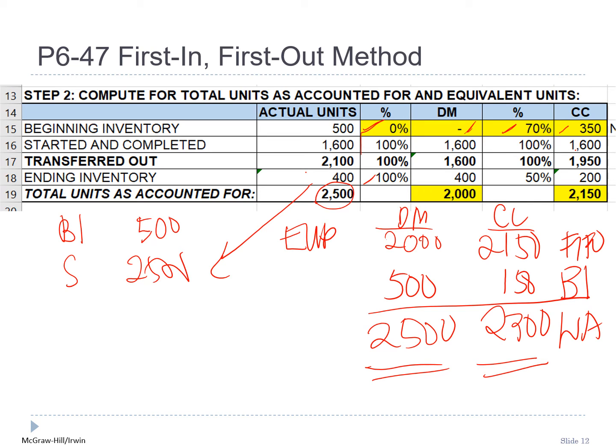And the weighted average can also be converted into FIFO. So 2,500 minus 500 is 2,000, and 2,300 minus 150 is 2,150. There are problems that will ask you to convert, or to compute the FIFO EUP for example, but only give you the weighted average EUP. So that is how it is done.